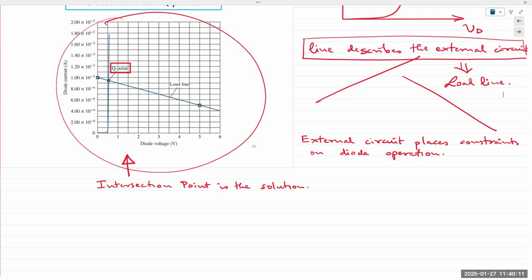The load line, though, will also take into account diode voltage and diode current because the diode is part of the circuit itself. So the intersection point is the solution. It is labeled as the Q point. The Q stands for quiescent.